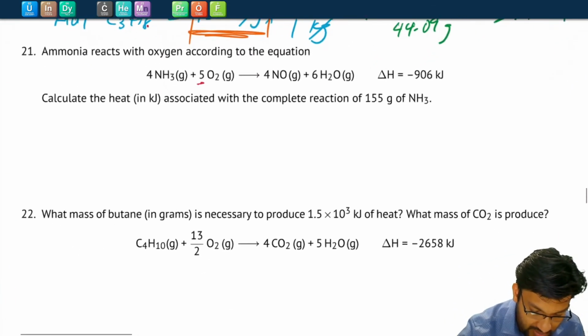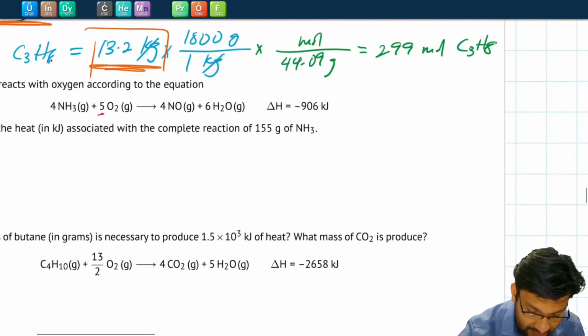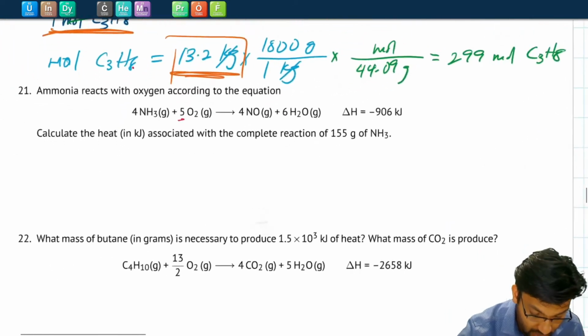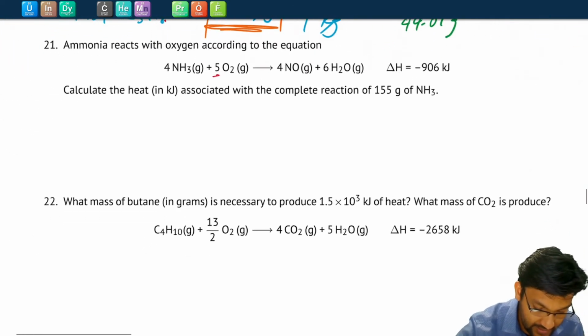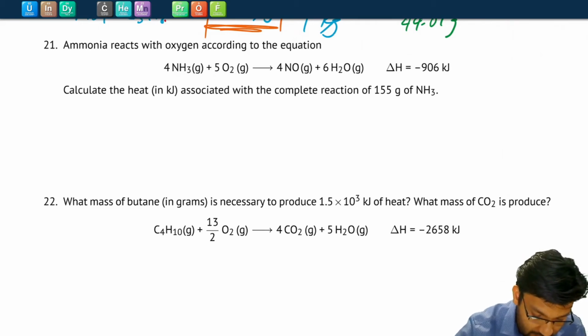Okay, let's look at number 21. If you haven't already, pause the video here, solve number 21, and then when you unpause, I'll go over it with you. Okay, in number 21, we'll also have our balanced thermochemical equation, and the delta H is given.